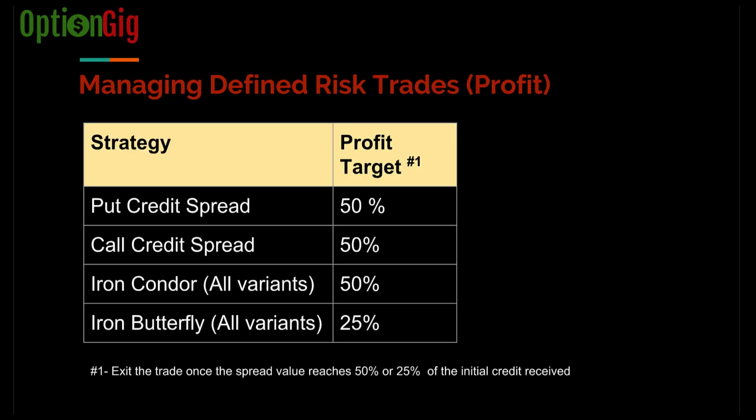Alright, let's look at another case on how to manage the defined risk trades. In the previous cases we looked at naked put, naked call, straddle and strangle. All are undefined risk. In this one we're going to look at the defined risk trades, meaning put credit spread, call credit spread, iron condors, and iron butterfly. For the defined risk trades, again, our profit target should be 50% for call spreads, put spreads, and iron condors, and it should be 25% for iron butterfly.